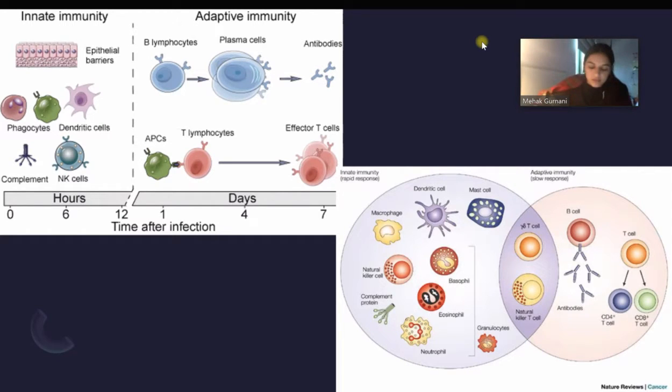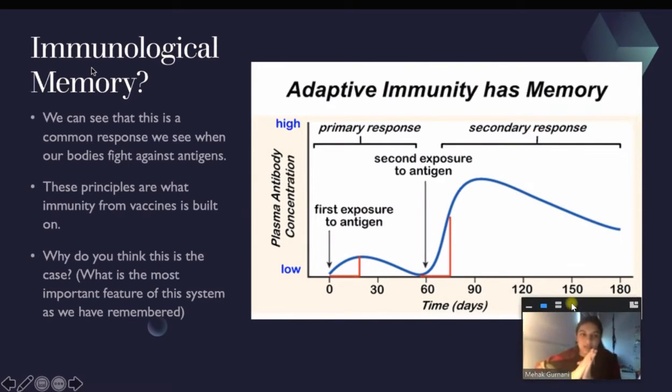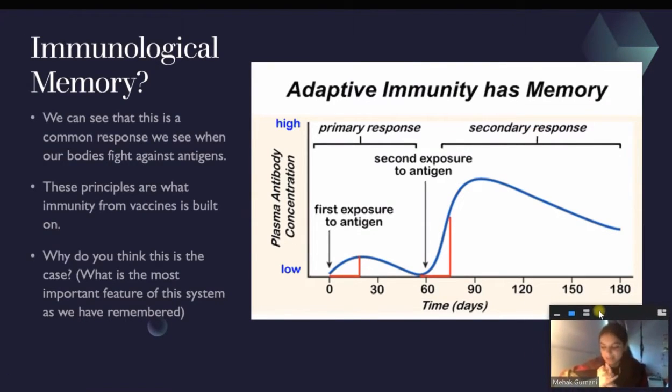vaccines in today's world. Vaccines are based on a very important concept called immunological memory. It sounds very complicated, but it's extremely simple. The concept is that we've encountered a pathogen, or an enemy, as we like to call it, and we fought against it.